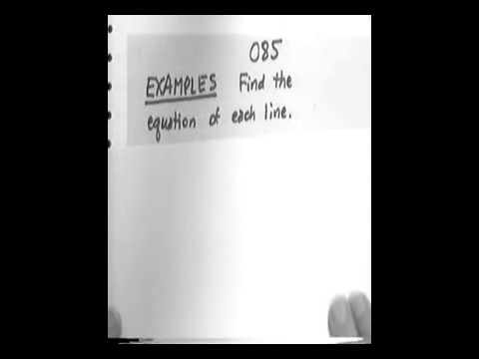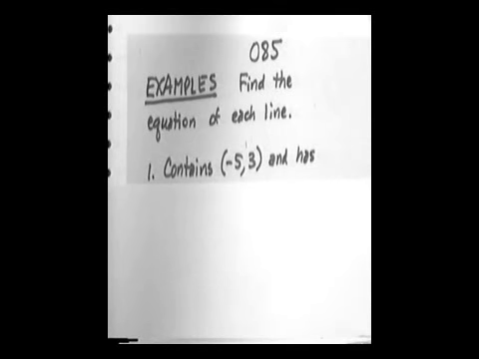Example 1. Contains -5, 3, and has slope 4. So we're to find the equation of the line that contains -5, 3, a point, and has slope 4.